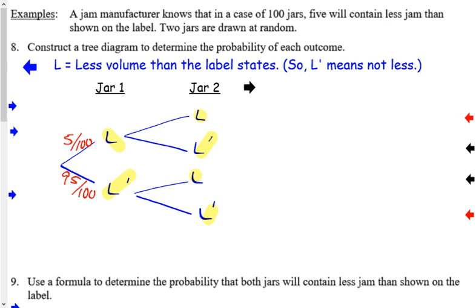So now I start thinking about the next part. Suppose my first jar had less jam than the label said. What's the probability my second jar has less jam than the label says? Well, one of those 5 is already gone. So now there are 4 jars with less jam, but I'm drawing from 95 jars because I already took one out.